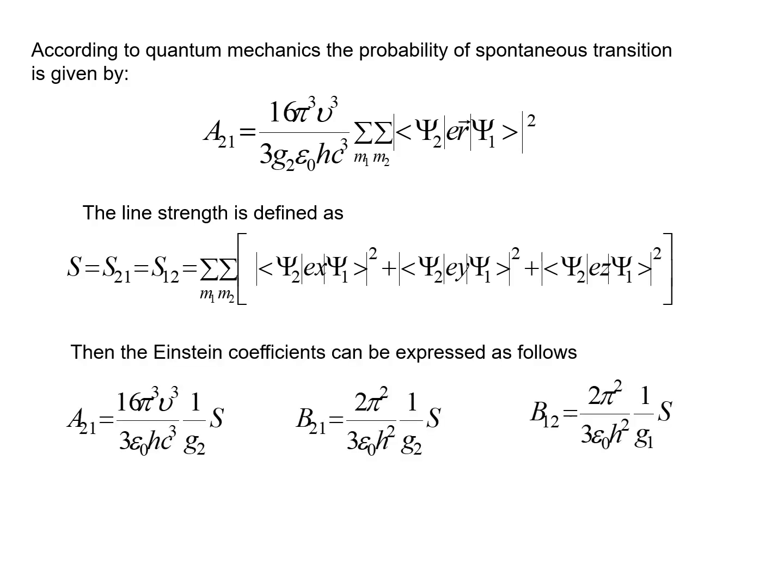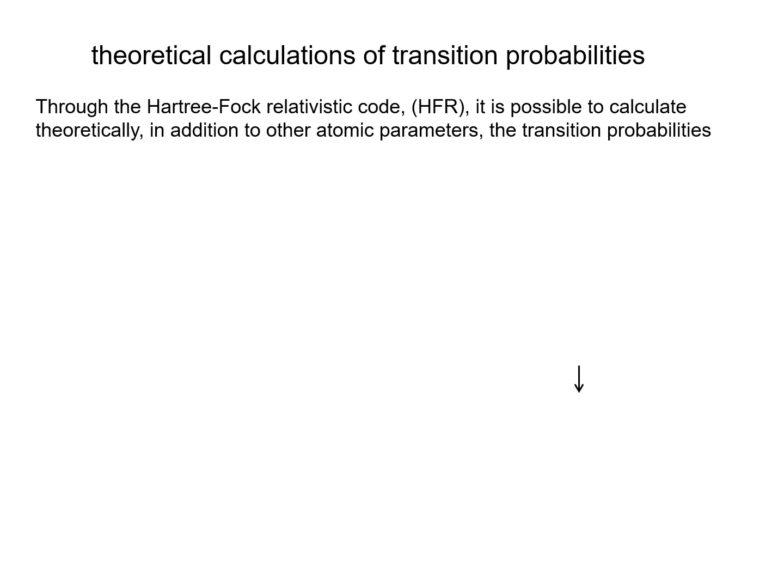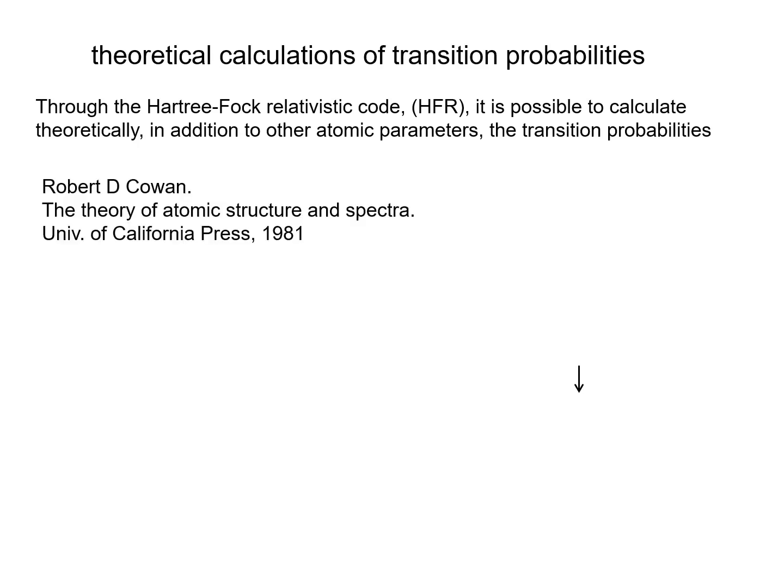By means of calculation programs such as the relativistic Hartree-Fock, it is possible to calculate, among other atomic parameters, the transition probabilities. This requires a deep understanding of the self-consistent Hartree-Fock method and the parameters involved in the entire calculation process, such as direct and exchange integrals called Slater integrals, configuration interaction integrals, spin-orbit parameters, etc. For this reason, it is strongly recommended to study Robert D. Cowan's book The Theory of Atomic Structure and Spectra before starting to use this type of calculation program.